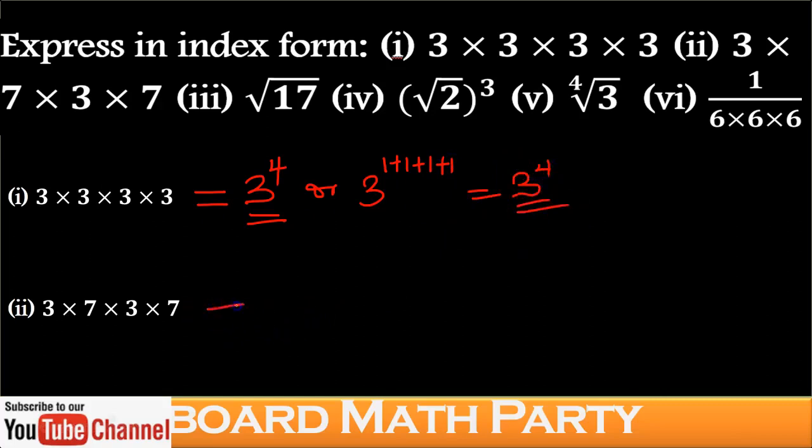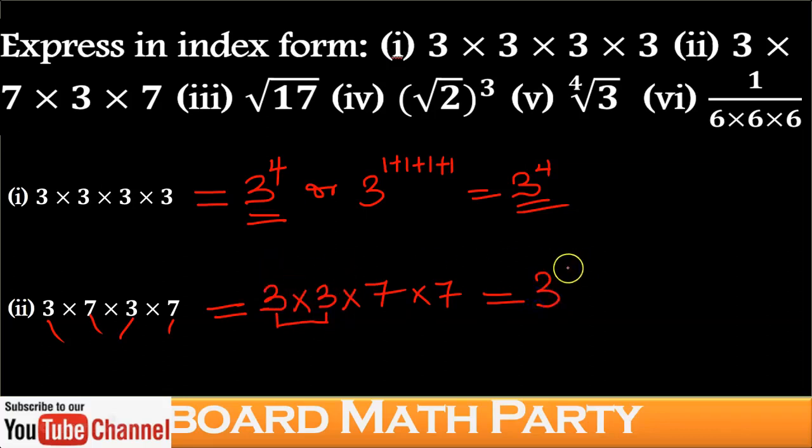That's it. Second one, 3 times 7 times 3 times 7. Watch something here. We have 3 and we have 3 here. I'm going to keep them close to each other as 3 multiply 3, and the 2 7s, I'm going to keep them close to each other. So it's going to be 7 times 7. Now, it's easy for me to know that there are 2 3s, which is 3 to the power of 1 plus 1, which is 2.